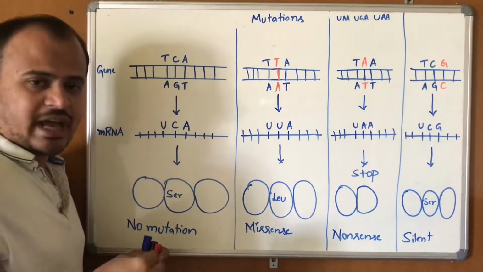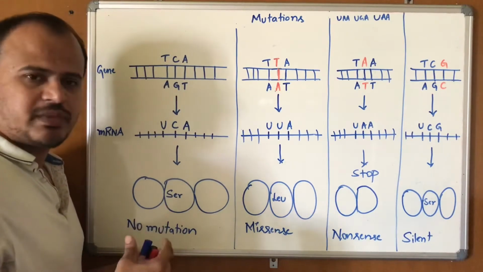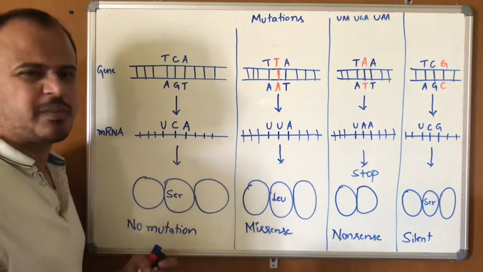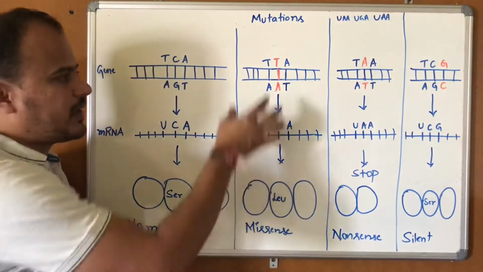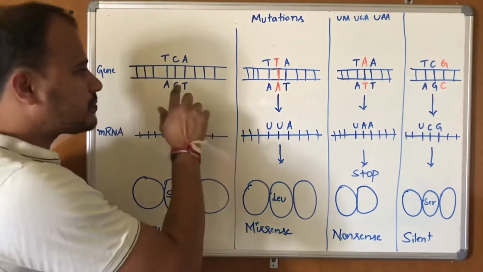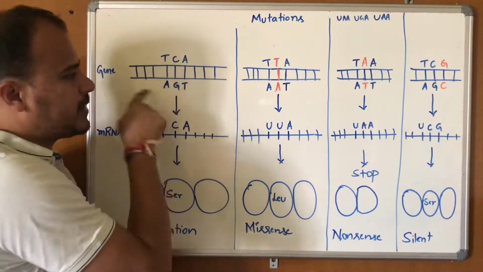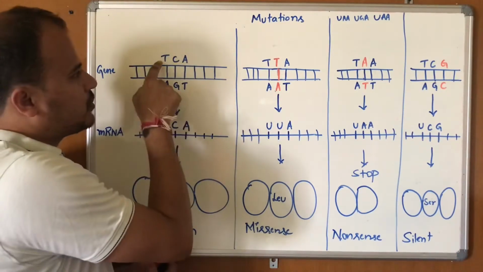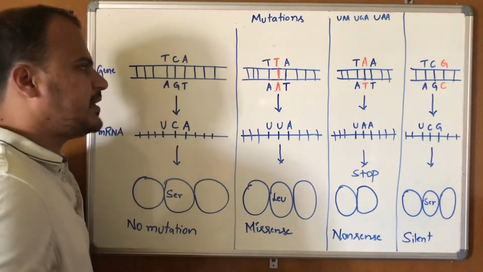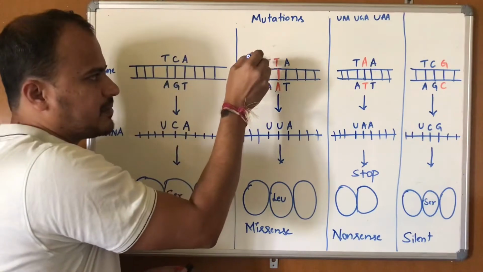So mutation, as we have learnt in the previous videos, means any change in the DNA sequence is termed as mutation. To explain the missense mutation, I have written some DNA elements here. Say for example a mutation has taken place in this particular gene. There is TCA in this strand, but here it is TTA. That means the C has been replaced by T.